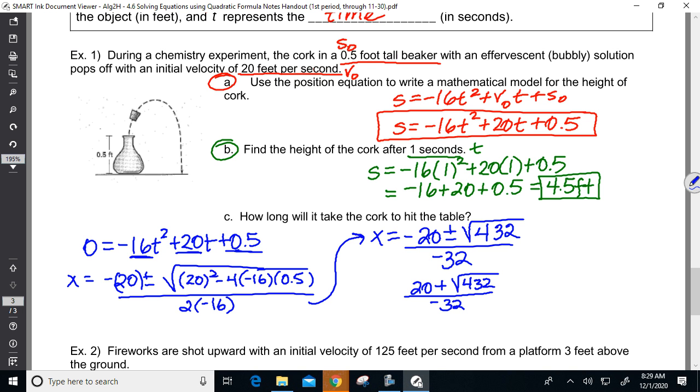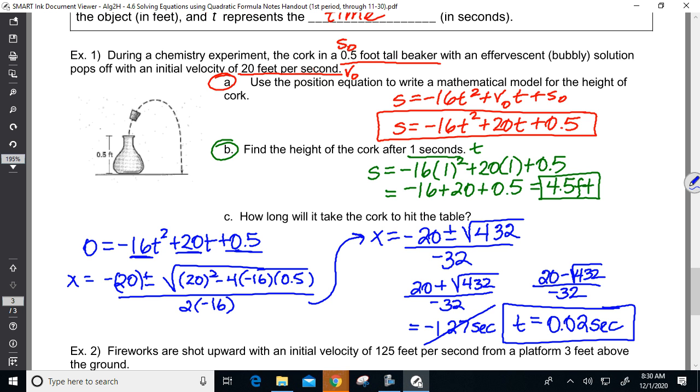That gives you negative 1.27 seconds. And 20 minus the square root of 432 over negative 32. So that gives 0.02 seconds. So again, we're not worrying about the exact answer. We went right to the calculator to do our work. As far as time goes, you can't have negative time. So negative 1.27 seconds makes no sense. It can be disregarded. So your time, 0.02 seconds.